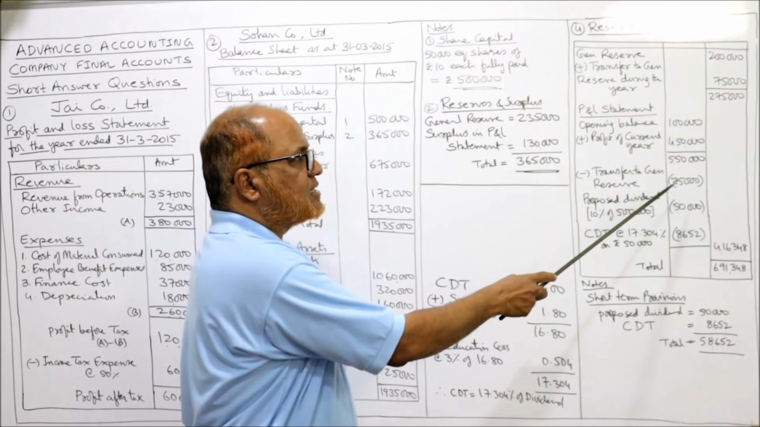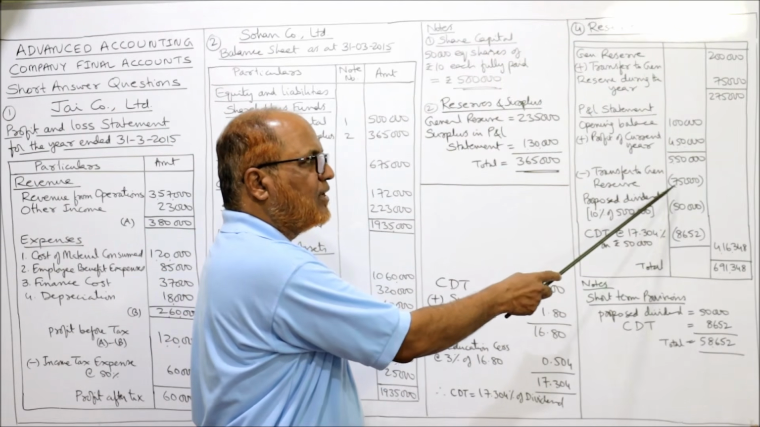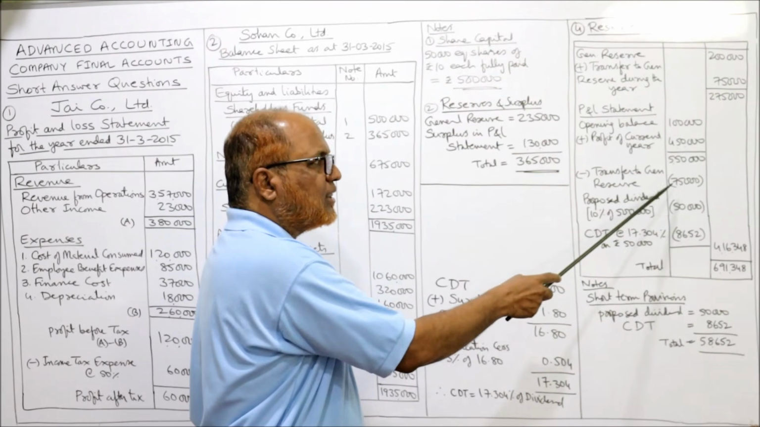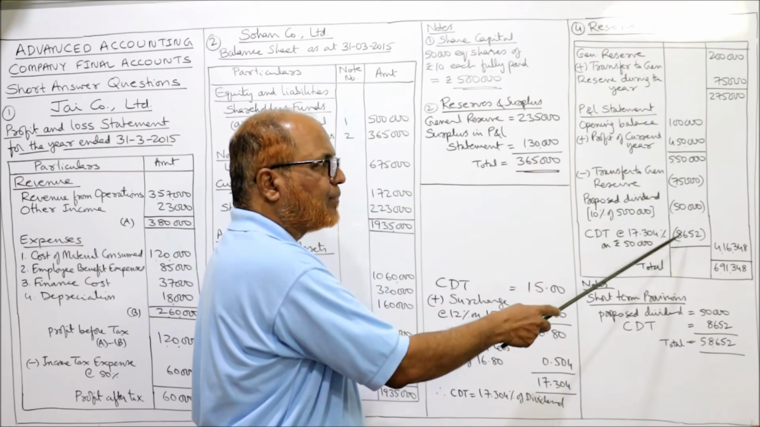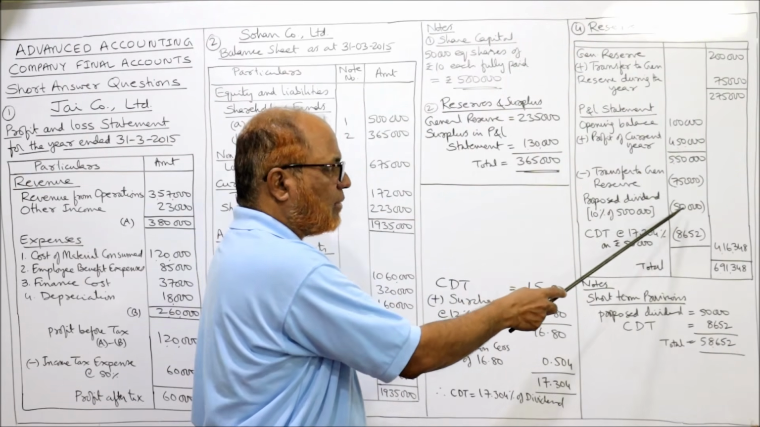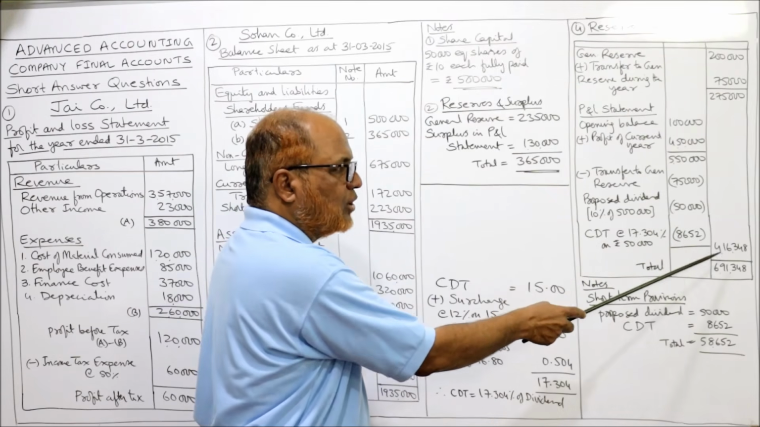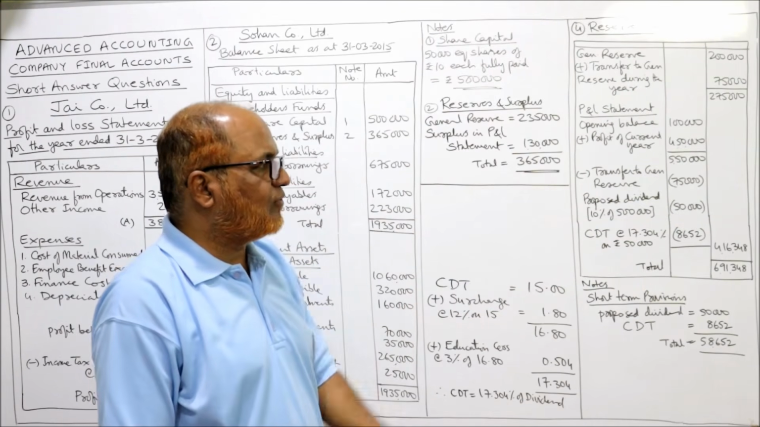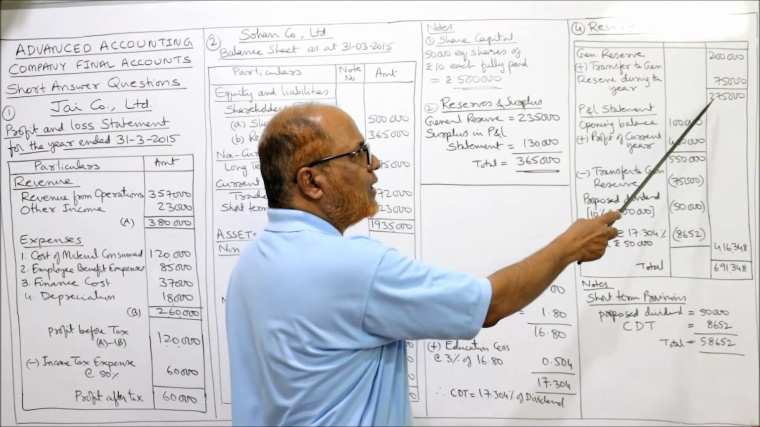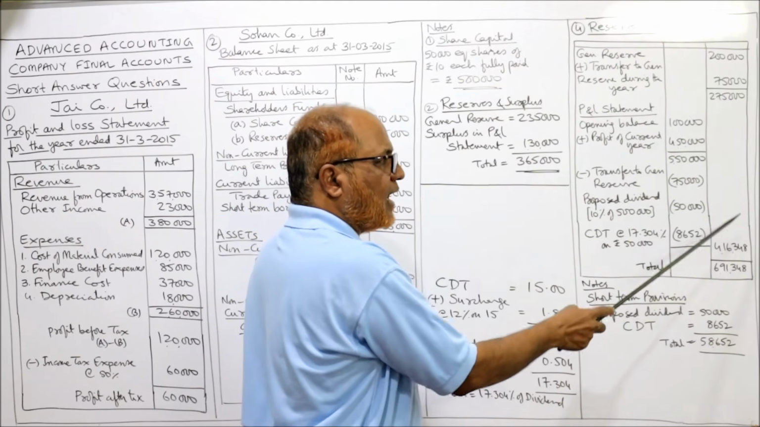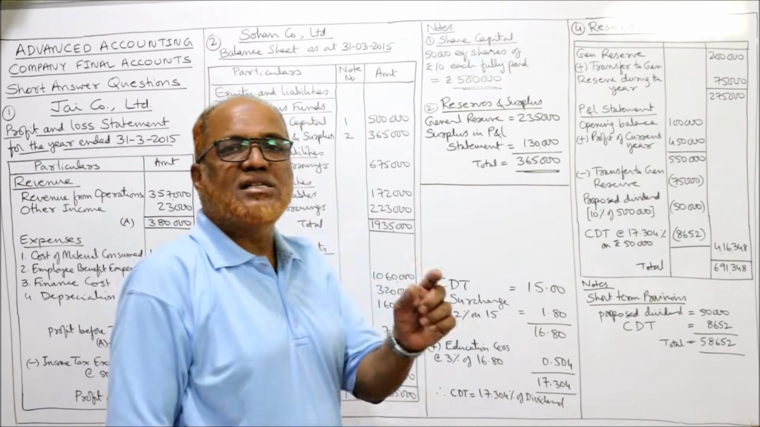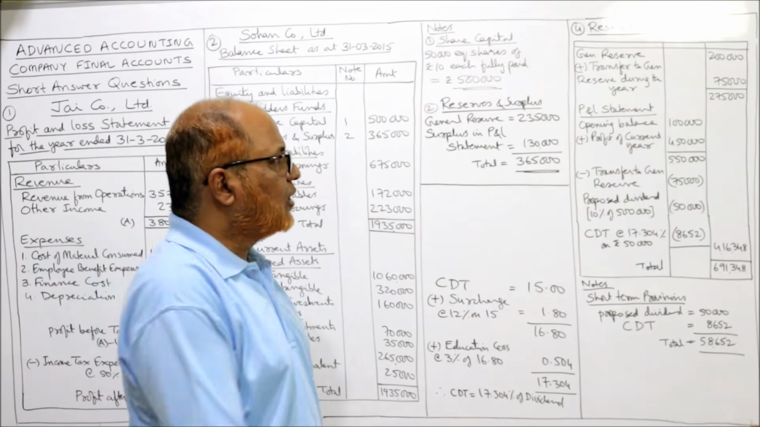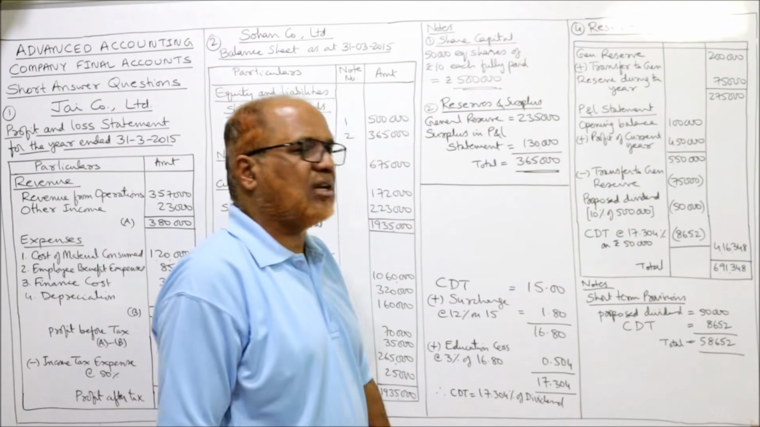So from profit, 75,000 rupees is subtracted for general reserve, 50,000 subtracted for proposed dividend, and 8,652 for CDT. We will subtract all three. 5,50,000 minus 75,000 minus 50,000 minus 8,652, you will get 4,16,348. After subtracting the three items you will get 4,16,348. Now you add up 2,75,000 general reserve and 4,16,348, the surplus in the profit and loss statement. Add both: 6,91,348.